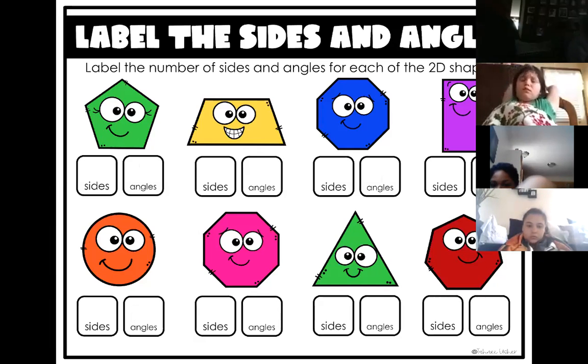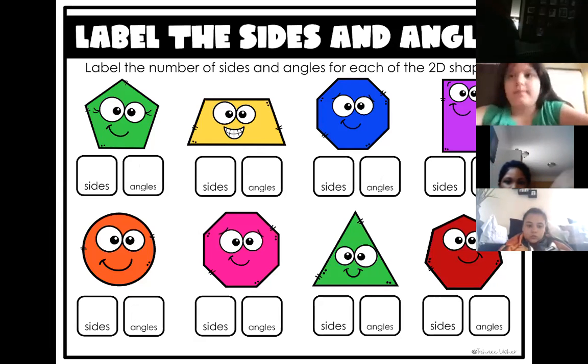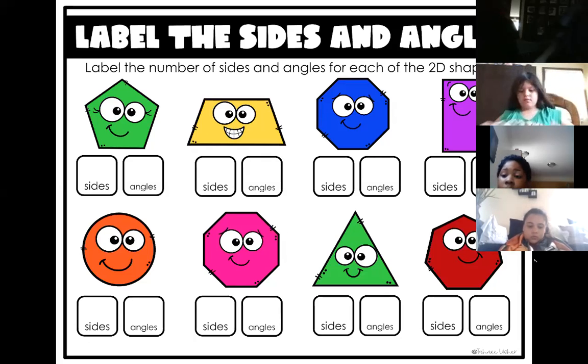Juliana, is that your hand up? Go ahead. What do you notice? That the sides and the angles are the same number. Interesting. I wonder if that's going to stay true. So let's keep seeing what happens.